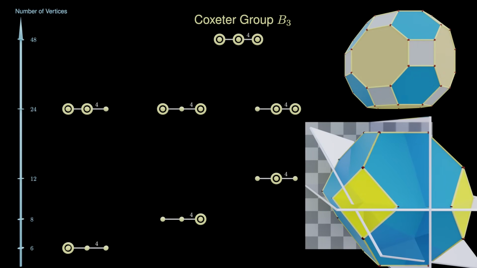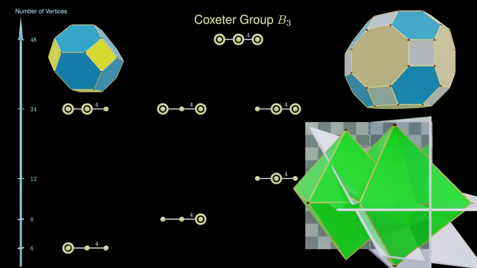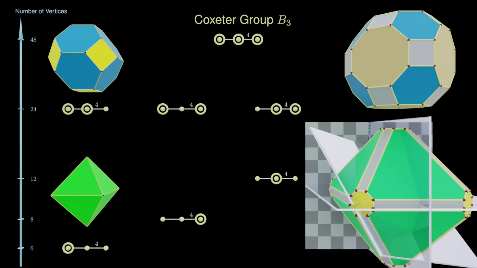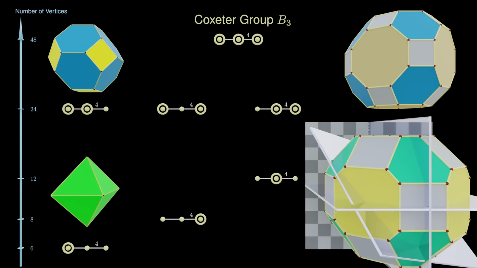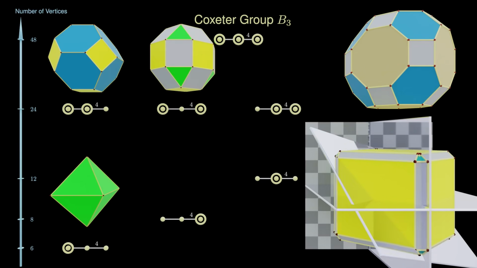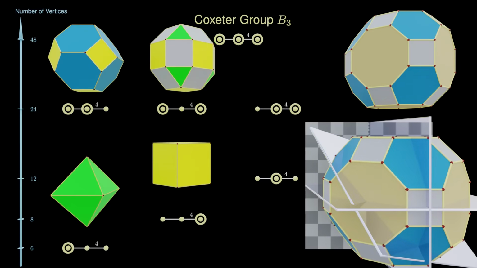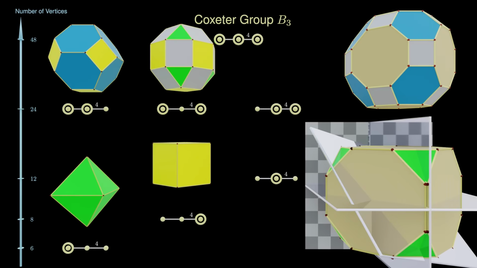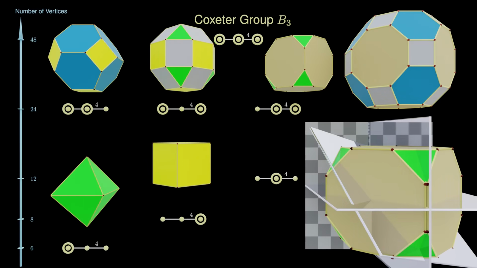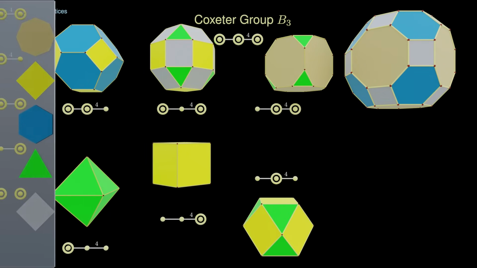Because the diagram is no longer symmetric, there are now more ways to deactivate individual mirrors or pairs of mirrors. Consequently, a richer family of symmetric solids emerges. Among them are the truncated octahedron, the rhombicuboctahedron, and the truncated cube, as well as the smaller representatives, the octahedron, the cuboctahedron, and eventually the cube.